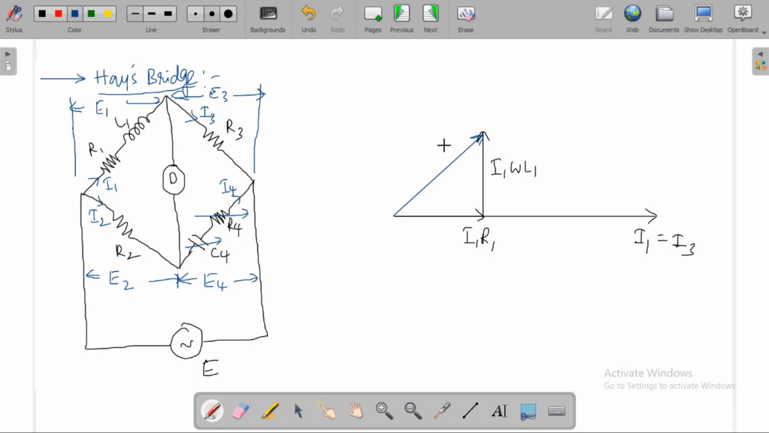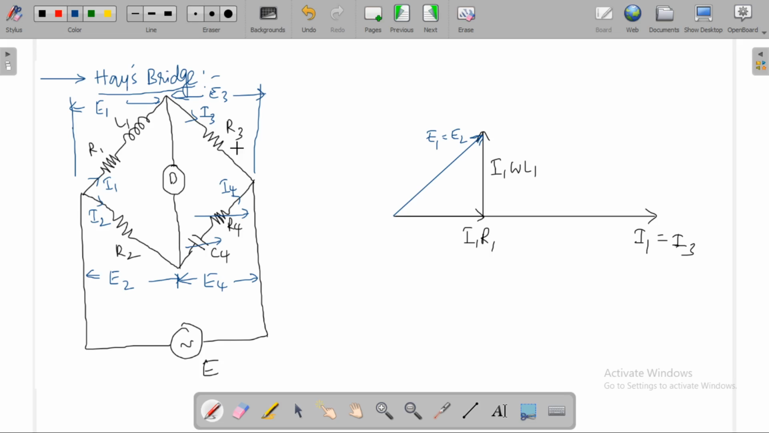E1 is equal to E2, because the voltage across this will be equal to the voltage across this. Both are equal under balanced conditions. So E1 is equal to E2. Now this part is completed.